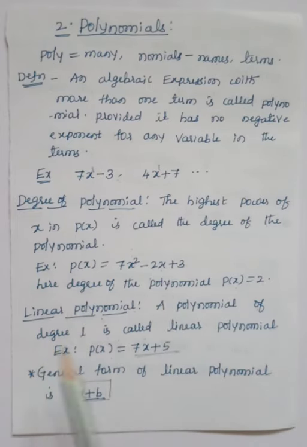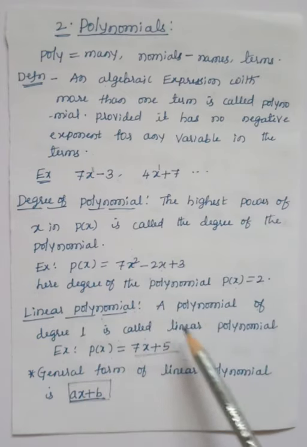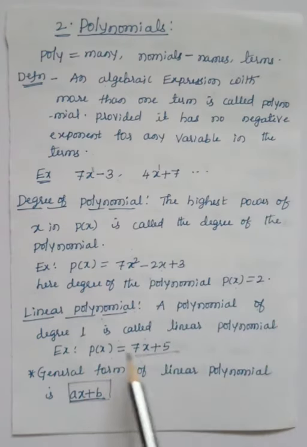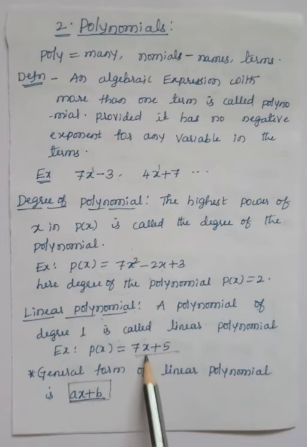Next, linear polynomial. Some types of polynomials. First one is linear polynomial. A polynomial of degree 1 is called linear polynomial. Example, p of x is equal to 7x plus 5. See, the degree of the variable x is 1 here. So this is a linear polynomial.